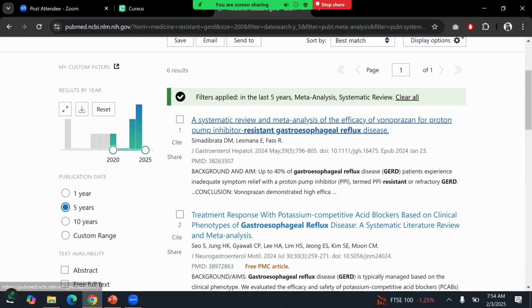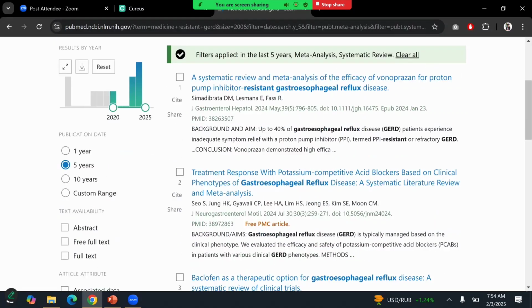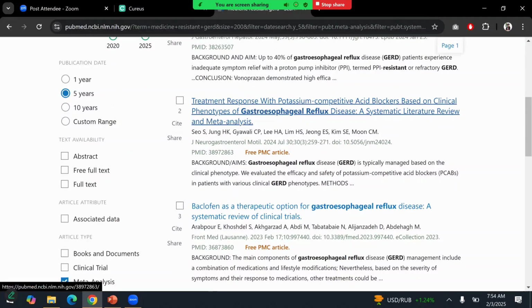So this is a systematic review and meta-analysis, and the research topic is efficacy of vonoprazan for proton pump inhibitor resistant GERD disease. These are two concepts. One is the efficacy of vonoprazan, and second is medicine resistant GERD disease. Similarly, treatment response with potassium competitive acid blockers based on clinical phenotypes of GERD disease. So we have combined treatment response with potassium competitive acid blockers, one, and second is clinical phenotypes of GERD disease. These are the two concepts.